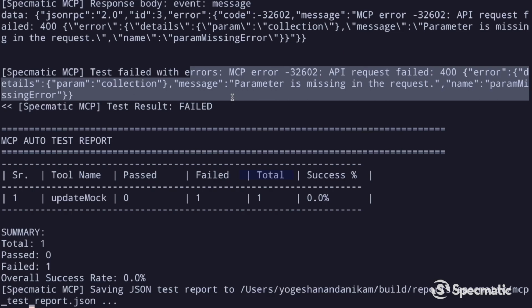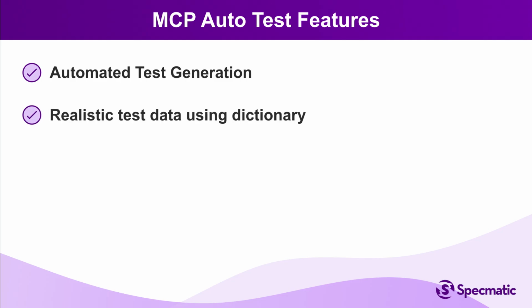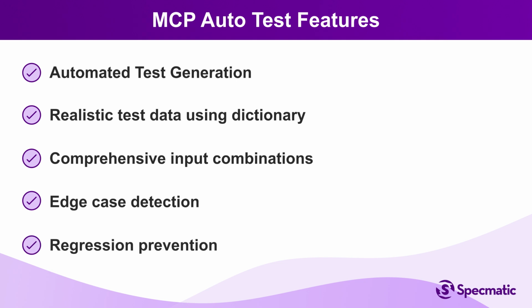MCP Auto-Test runs tests against all tools with different input combinations if resiliency is enabled. This provides truly comprehensive testing coverage. So here's what MCP Auto-Test delivers: automatic test generation using your tool schemas, realistic test data through customizable dictionaries, comprehensive input combinations via resiliency testing, edge case detection including schema mismatches, and most importantly, regression prevention through repeatable test suites.